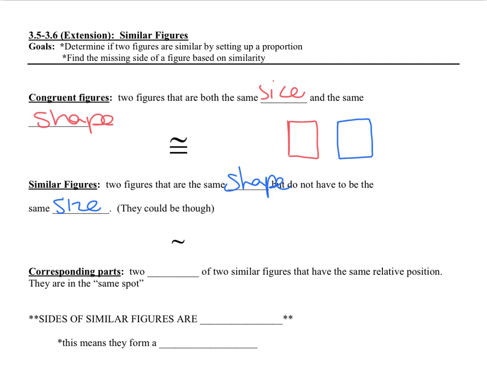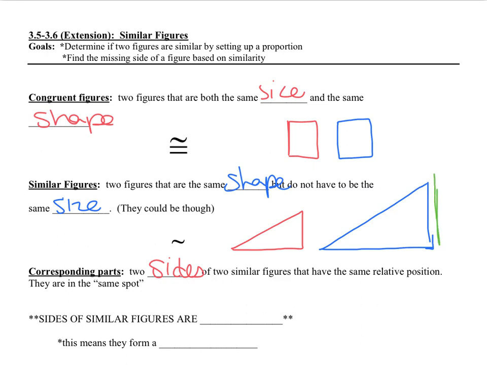Corresponding parts are two sides of similar figures that are in the same relative position. They match up, basically. They're in the same spot. So if I drew a triangle here, that red triangle, and then I drew a bigger blue triangle here, you can see that this side matches up with this side, so there are corresponding parts. This side right here matches up with this side, so there are corresponding parts. And that side matches up with that side, so there are corresponding parts.